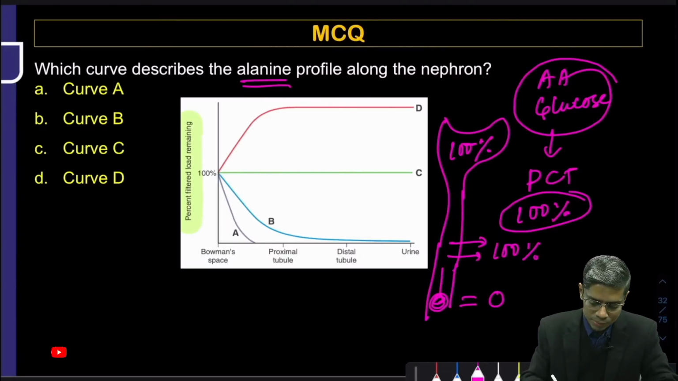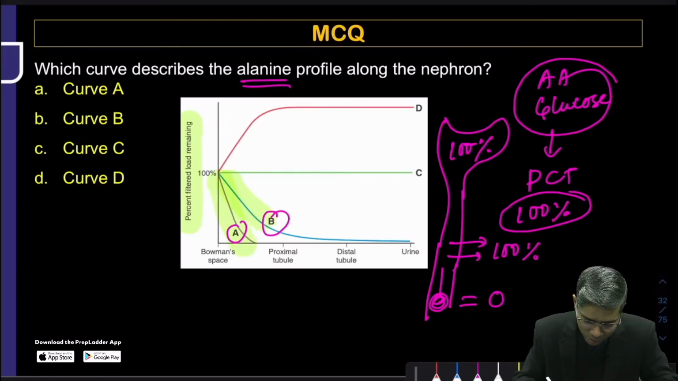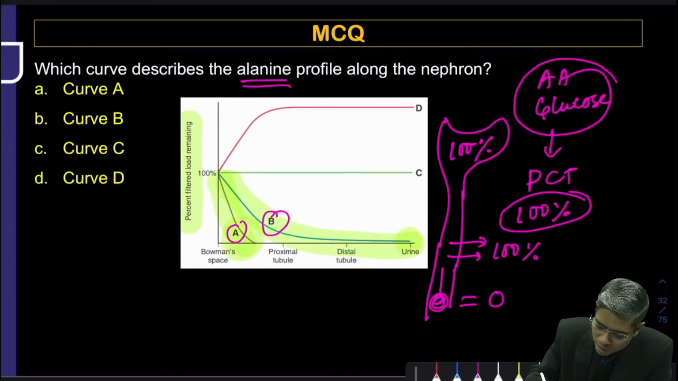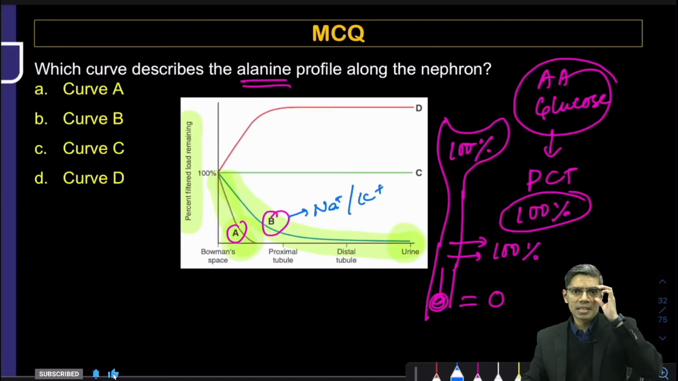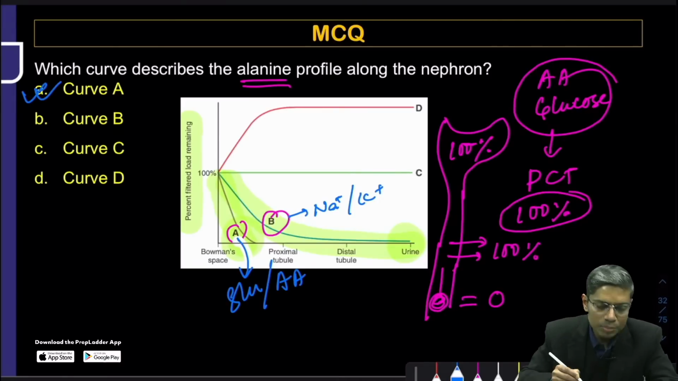So if we follow this curve A, B, C, A and B both of them are completely reabsorbed in the nephron. That's the meaning. Look at both A and B. In both cases, the percentage of filtrate load is getting near to 0. A is completely 0 and B is near equal to 0. So this B curve is probably sodium or potassium, because we know in the case of sodium 99.9% is reabsorbed. So this B curve is probably sodium and this A curve is typical of glucose or amino acid. So obviously the answer of this question is curve A.